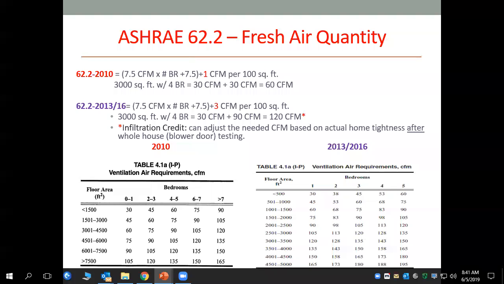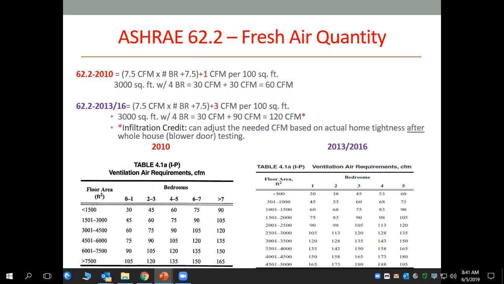62.2 2010 is 7.5 CFM times the number of bedrooms plus 1, plus 7.5, and then you have 1 CFM per 100 square feet. Example: a 3,000 square foot house, 4 bedroom, is 30 CFM plus 30, so 60. The 2013 version is 3 CFM per 100 square feet instead of 1.